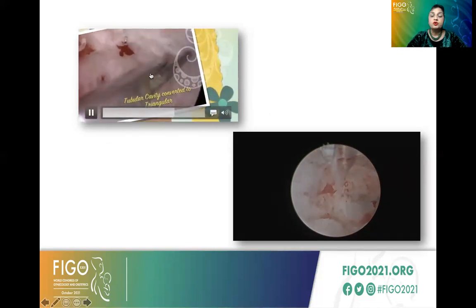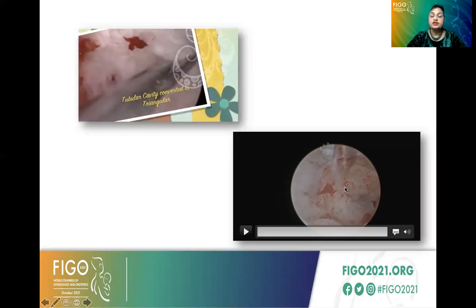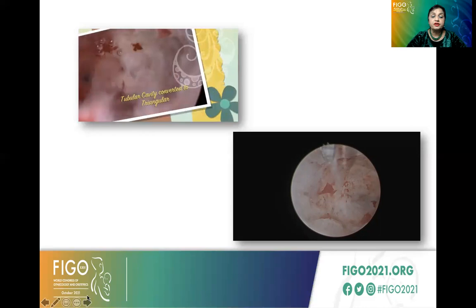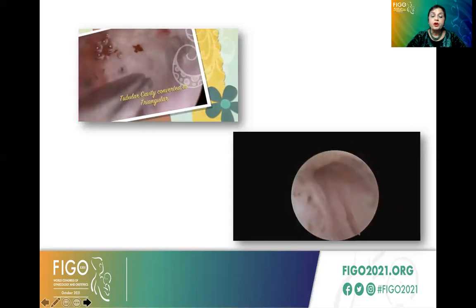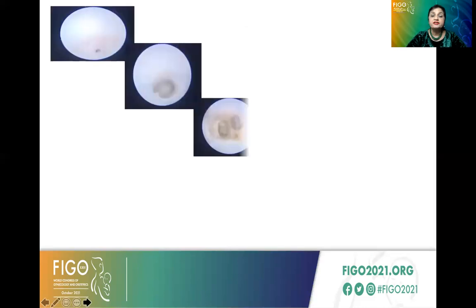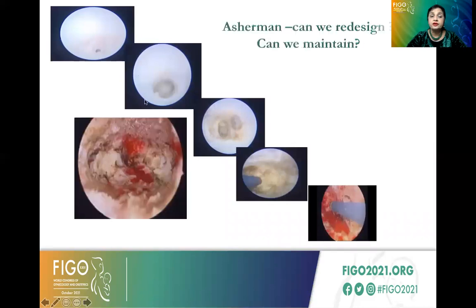Your aim is to convert this tubular looking cavity, maybe the eye-shaped cavity, into the triangular cavity. What is most important is sometimes you may have just the internal os here, and with your skill you can open up. So look at this internal os, and I can create the cavity. The problem is not redesigning the cavity. Any good hysteroscopic surgeon will be able to do that.